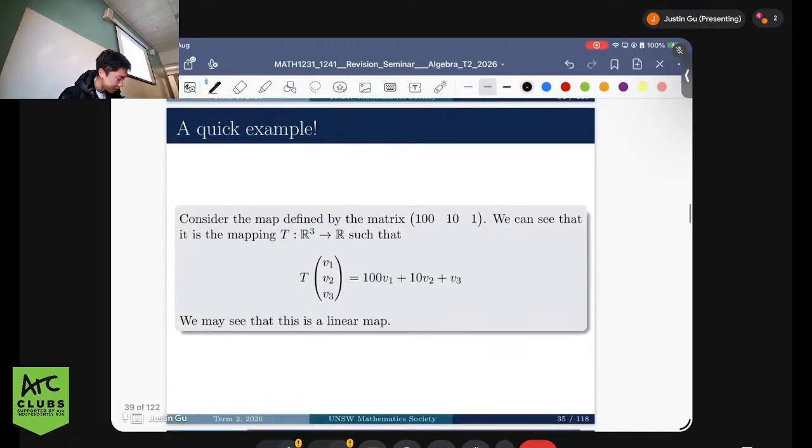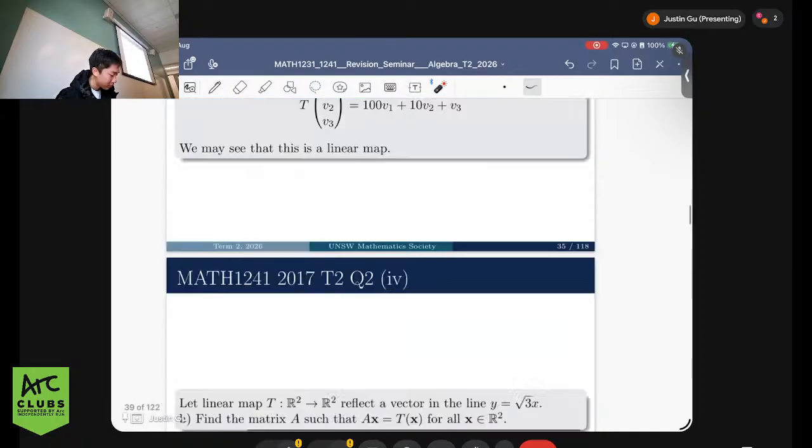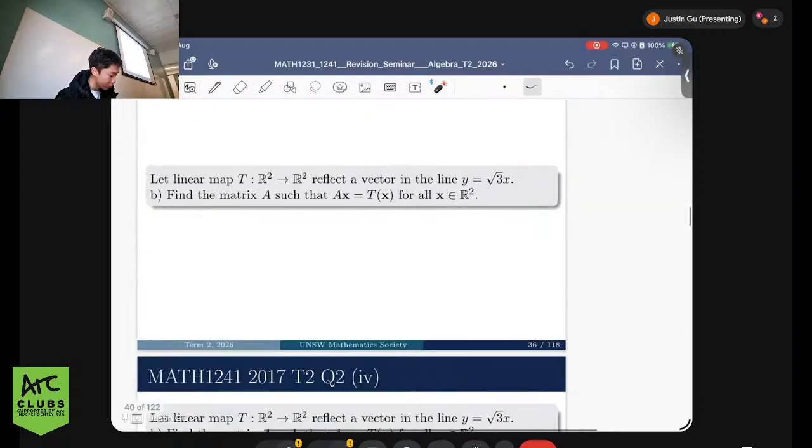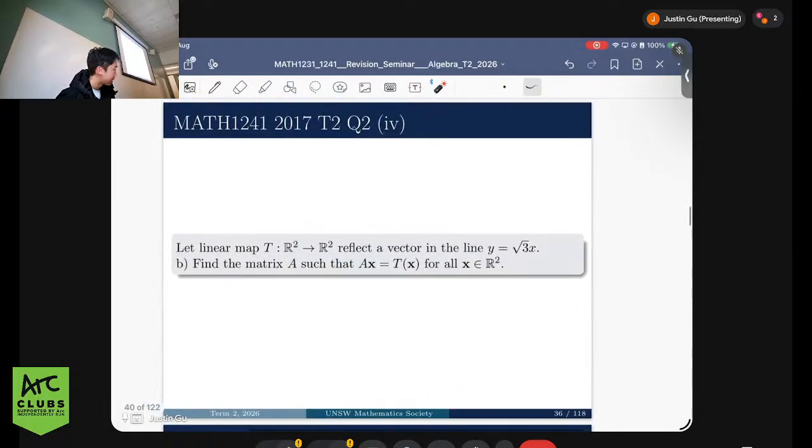Okay, if you look at what this is, it's just a linear combination of every single component. And so it's linear, therefore it's a linear map. This is part B of the previous question, but I don't think you need the previous question to do this question. Could you guys have a go at this question?